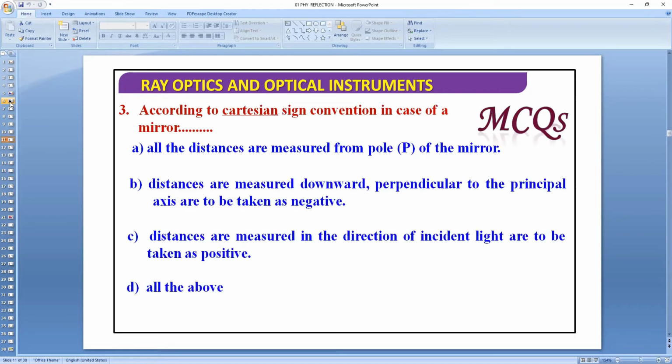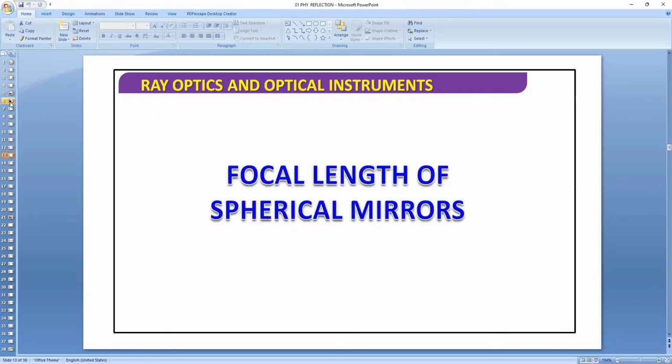According to the Cartesian sign convention, in case of a mirror, option A, all the distances are measured from the pole of the mirror. Option B, distances measured downwards, perpendicular to the principal axis, are to be taken as negative. Option C, distances measured in the direction of incident light are to be taken as positive. Option D, all of the above. The right answer is all of the above.